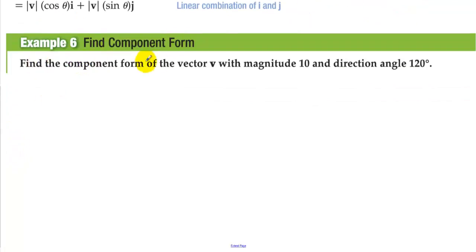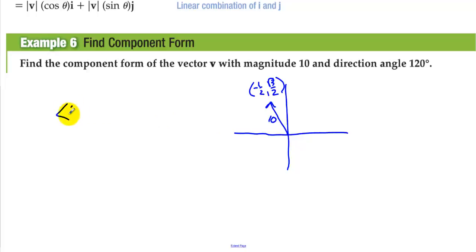Find the component form of the vector v with magnitude 10 and direction angle of 120 degrees. So we're at 120 degrees, which is one of our pi over 3's. So this is negative 1/2 and then square root of 3 over 2. But that's if the radius was 1. Well, the magnitude of this vector is 10. So we have to take 10 times the cosine of 120, which happens to be negative 1/2, and then 10 times the square root of 3 over 2. So the component form of this vector is negative 5, comma, 5 square root of 3.